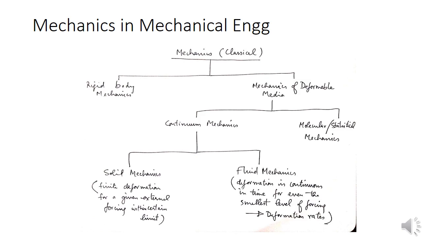At the top is a heading which I have given as classical mechanics, which I have broadly split into two categories. One is rigid body mechanics. As the name suggests, in this branch we study the effects of forces on material objects, assuming the objects to be rigid. That means their deformation effects are not considered or considered to be negligible. So this is what we term rigid body mechanics.